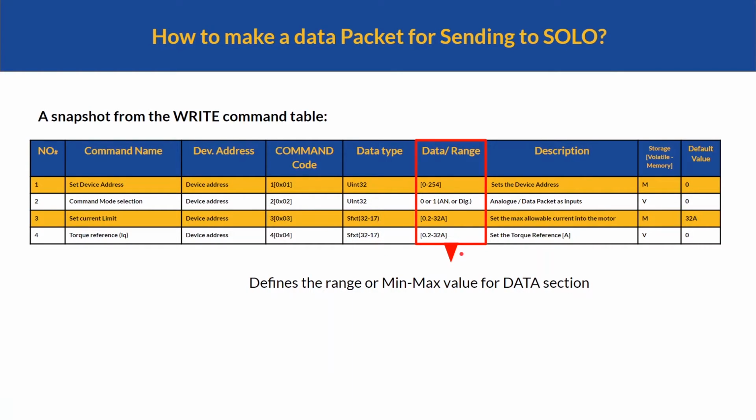The next part defines for you the acceptable range of the data that you can put in the data section. So if you want to form a valid packet, you need to put acceptable data within this range inside the data part. So if you want to set a device address, you need to put inside the data section the device address something between 0 to 154. If you don't do that, Solo will not accept the packet and it will send you back an error command.